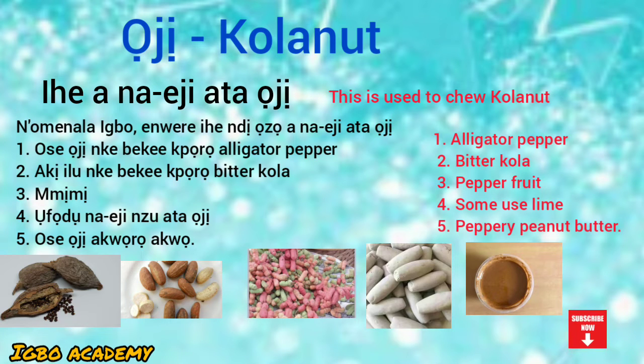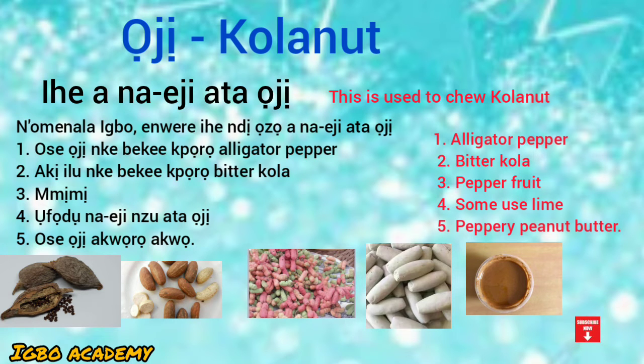So, the next is Ihe Aneji Atoji. The things that we use to chew kolanut. Wherever there is kolanut, you must see plenty of these things that accompany the kolanut. You can eat the kolanut on its own, but there are other things that you can eat it with.